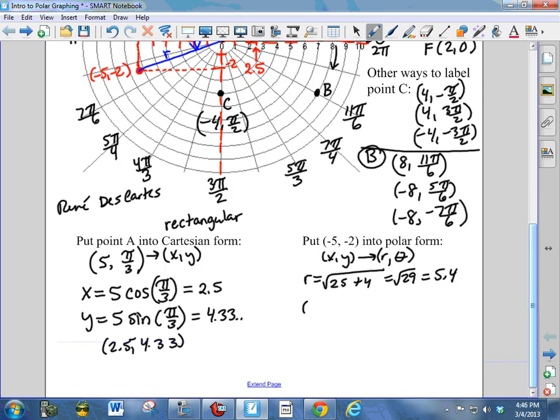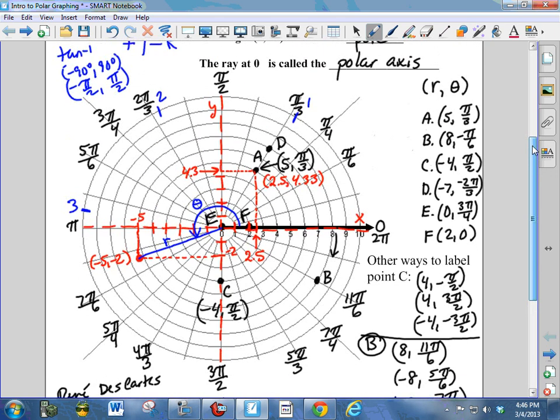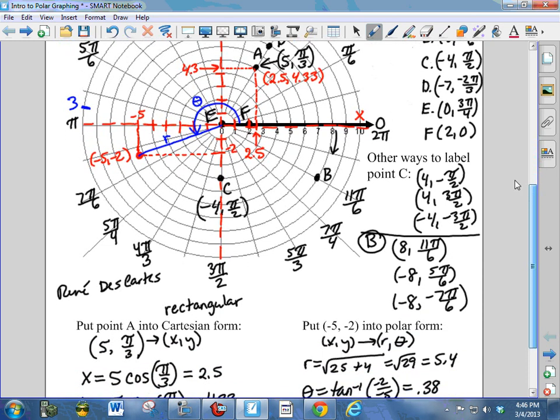Then when we do theta, theta is inverse tangent of -2 over -5. Make sure you do y over x and not x over y here. You get 0.38. When you look at the graph here, 0.38 is somewhere in between pi over 12 and pi over 6. You've labeled those numbers. And the angle I want, though, is over here in quadrant 3.